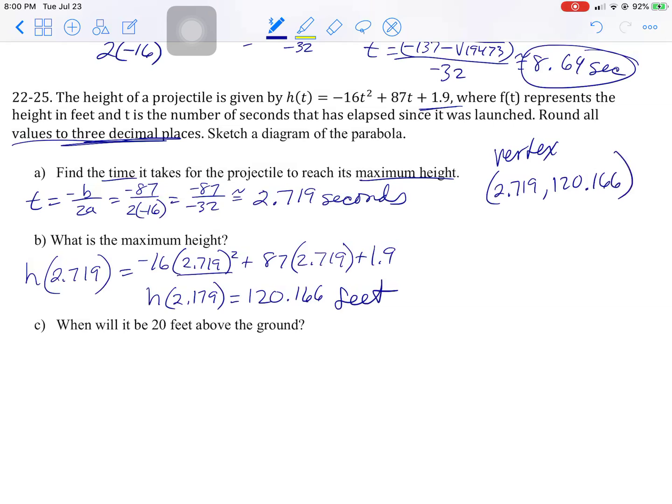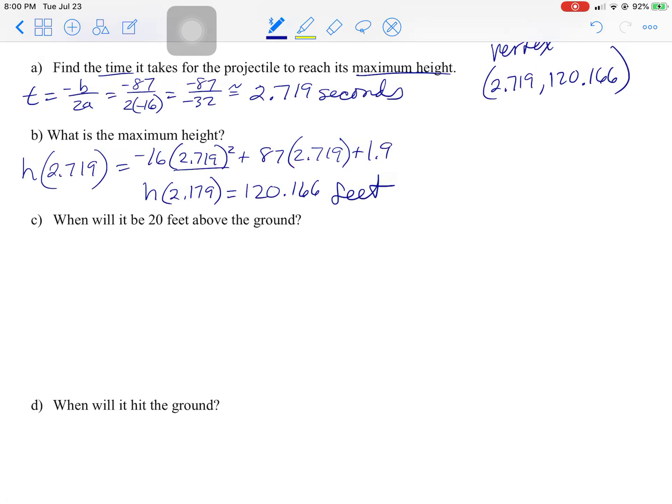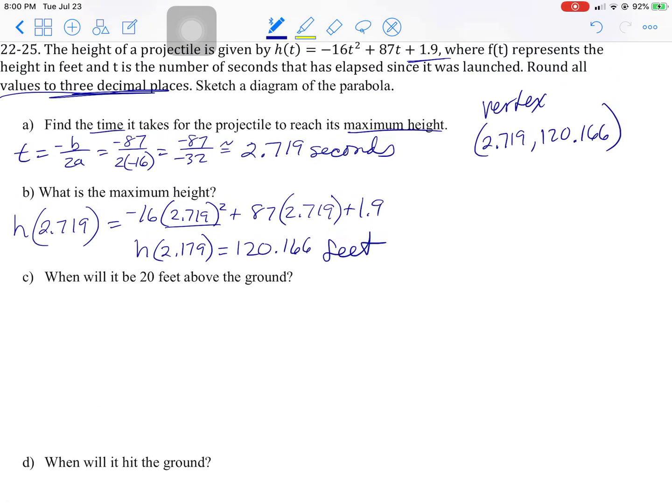Okay, that's the vertex. Then what else does it want to know? When will it be 20 feet above the ground? Well, it goes all the way up to 120 feet, and it gets shot at 1.9 feet off the ground. So we expect there to be two numbers. This is going to go up and back down, so we expect it to hit 20 feet twice.